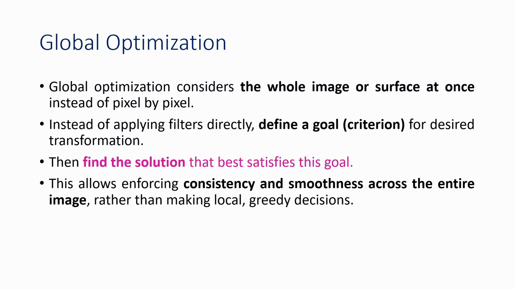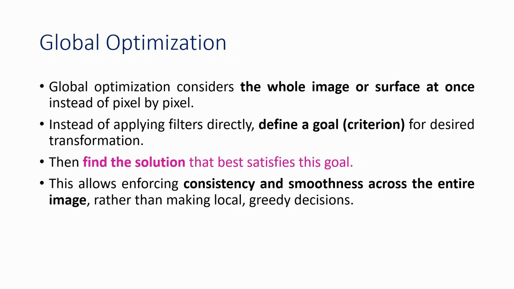Global optimization. In previous topics we have seen that an image is processed by pixel, or part of the image is processed as pyramids and so on. In this global optimization, the processing is done for the whole image rather than pixel by pixel. That's what is mentioned in the first point. So instead of applying the filters directly, we are going to define a goal for the desired transformation, and then we are going to find the solution that best satisfies the goal.